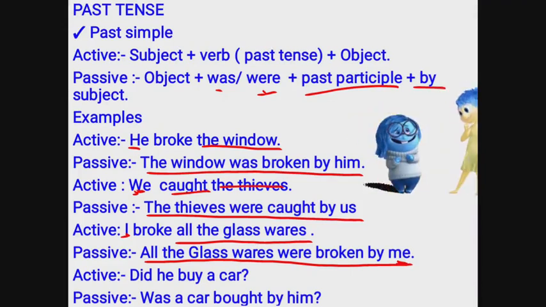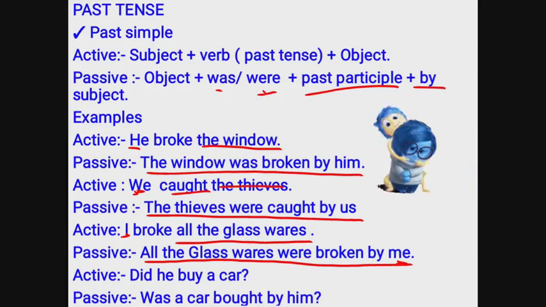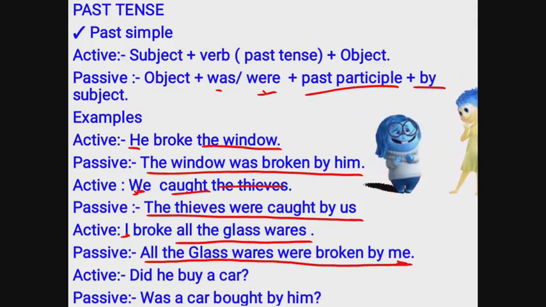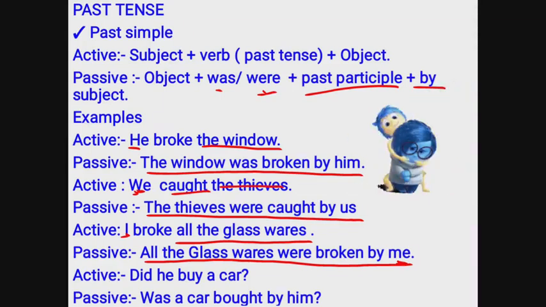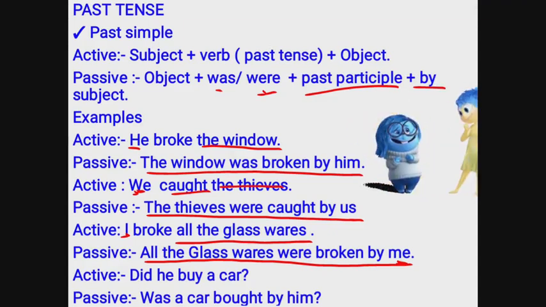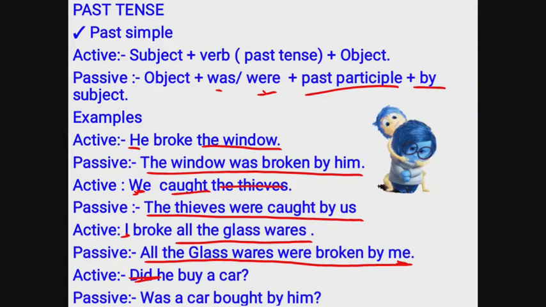Because if you look at this particular sentence, did he buy a car? It's not starting with the subject. It's starting with an auxiliary verb. Did he buy a car? Now, how do we change this to passive voice? To change this, first of all, since it's starting with an auxiliary verb, the auxiliary verb is did.